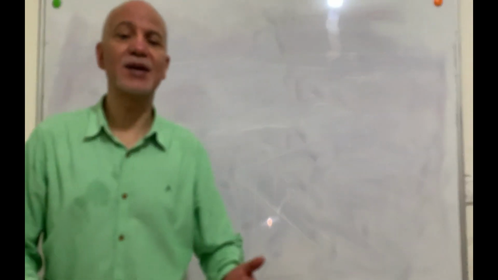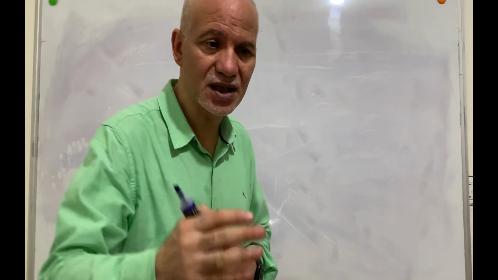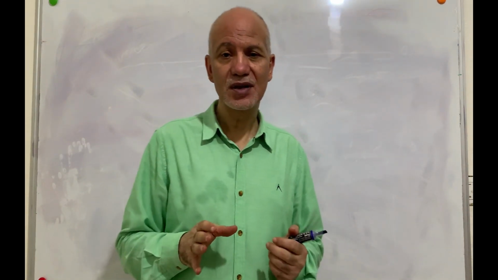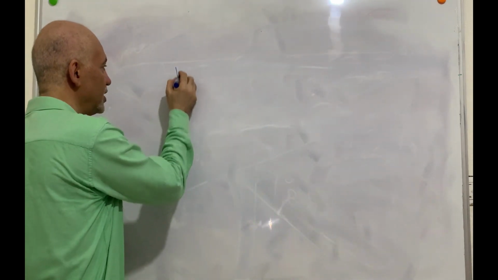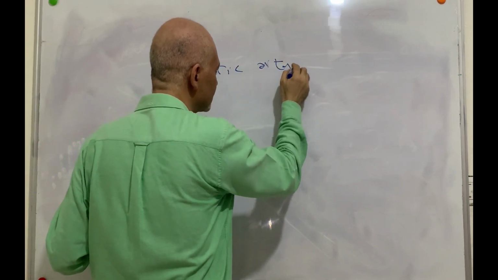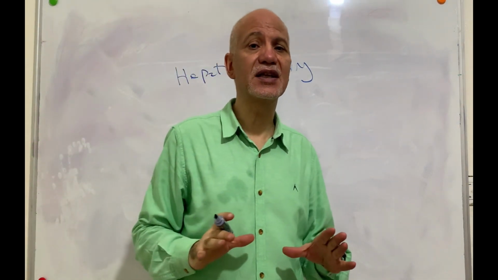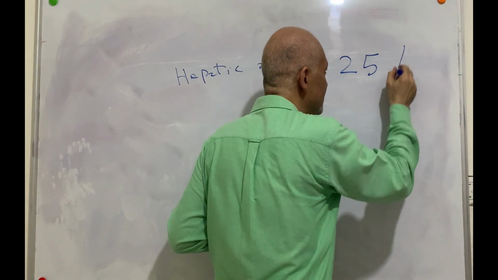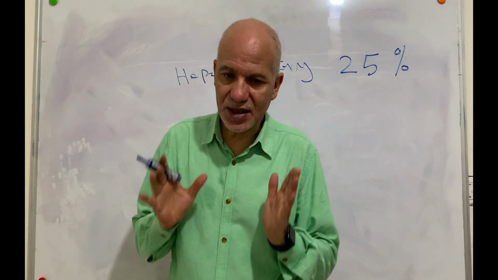When I ask you what is the blood supply of an organ, blood supply means arterial supply. I think the answer is the hepatic artery. But in the liver, the hepatic artery gives only 25% of the blood supply.